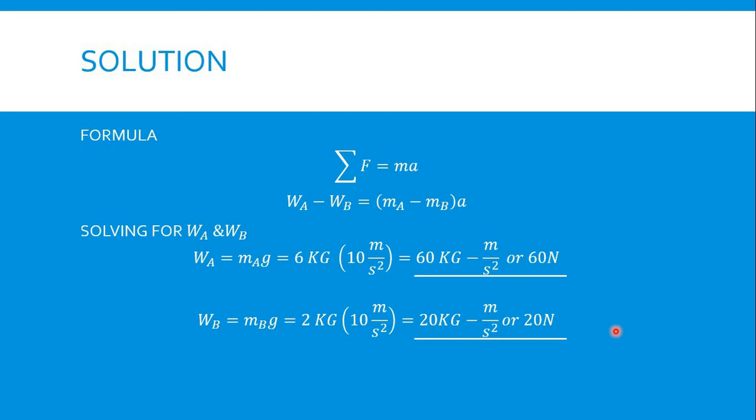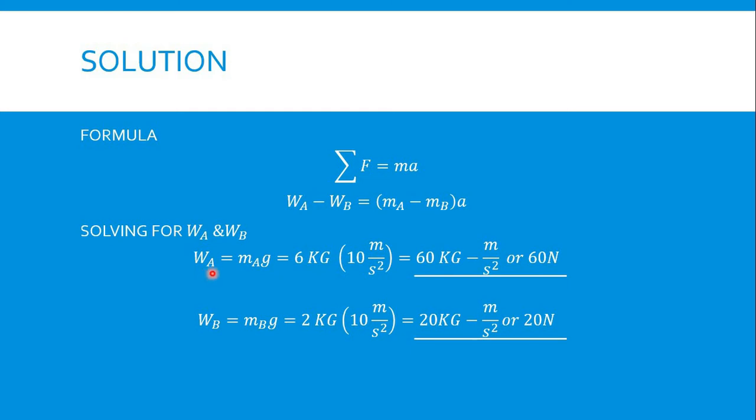The summation of the forces is equal to mass multiplied by acceleration. We can get the summation of the forces with this equation: weight A minus weight B is equal to mass A plus mass B multiplied by the acceleration. Now, solving for weight A and weight B. First, we must get the formula of the weight. Weight is equal to mass multiplied by gravity.